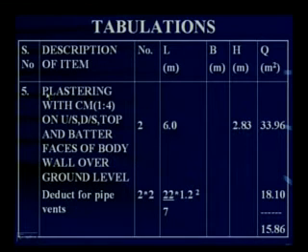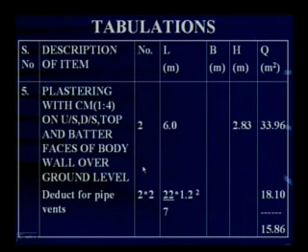Here we go with the tabulations. Plastering with cement mortar on upstream side, downstream side, top face, bottom face of body wall, over ground level. This is what we have done. On adding all the faces, we got the dimension as 2.83. This is the length. There are 2 head walls, so multiply it with 2. It has come to 2 into 6 into 2.83. It has come to 33.96.